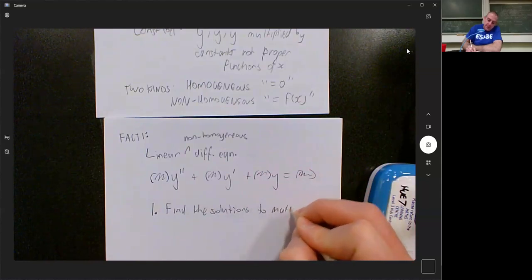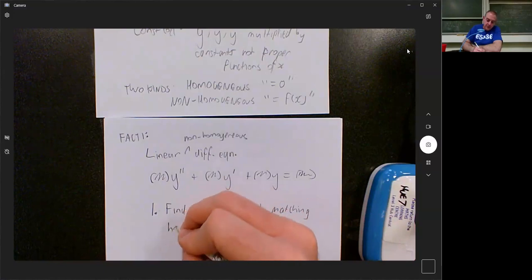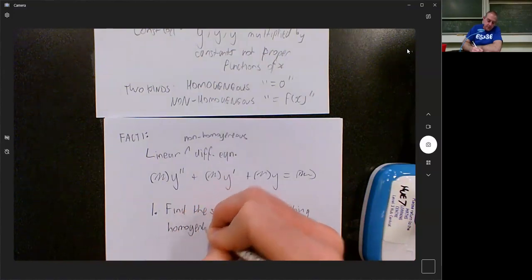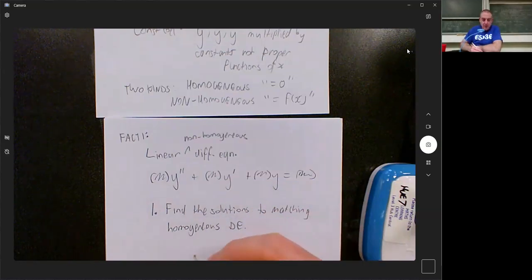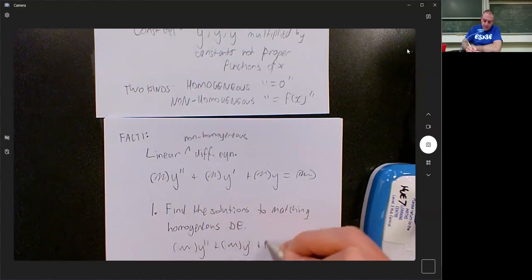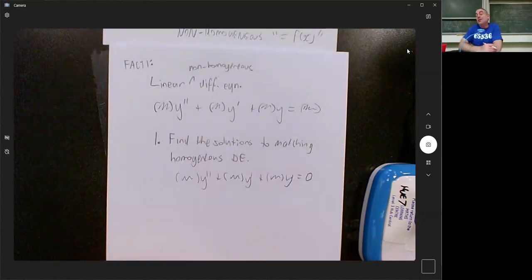find the solutions to the matching homogeneous differential equation. When I say the matching homogeneous differential equation, it'll be exactly the same, but it'll have a 0 in that spot. You have to find all the solutions to that. And when we say solutions to a differential equation, we mean functions for y. Okay, so that's step 1.